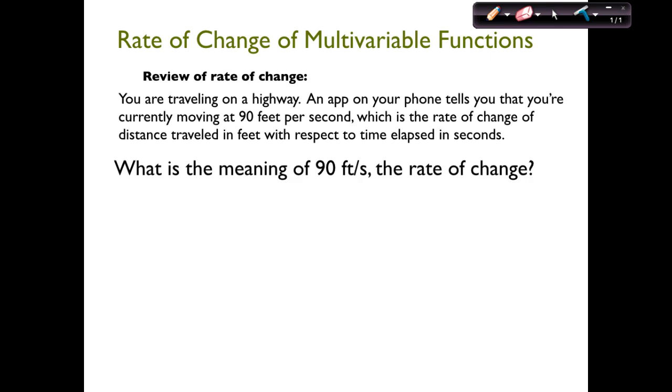So what is the meaning of that rate of change? It's the rate of change of distance with respect to time. What does it mean that it's 90 feet per second? For any change in seconds, your distance traveled will be 90 times as large as the number of seconds, in feet. He said for any change in seconds. What about this? Every additional second means an additional 90 feet traveled.